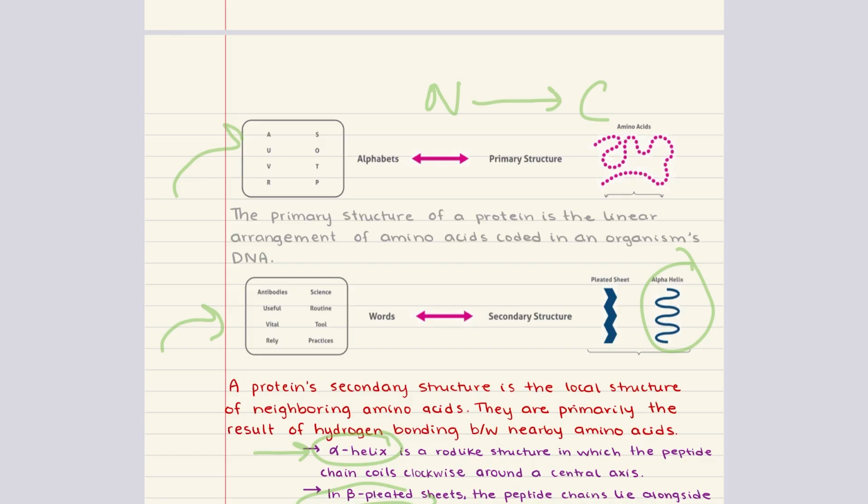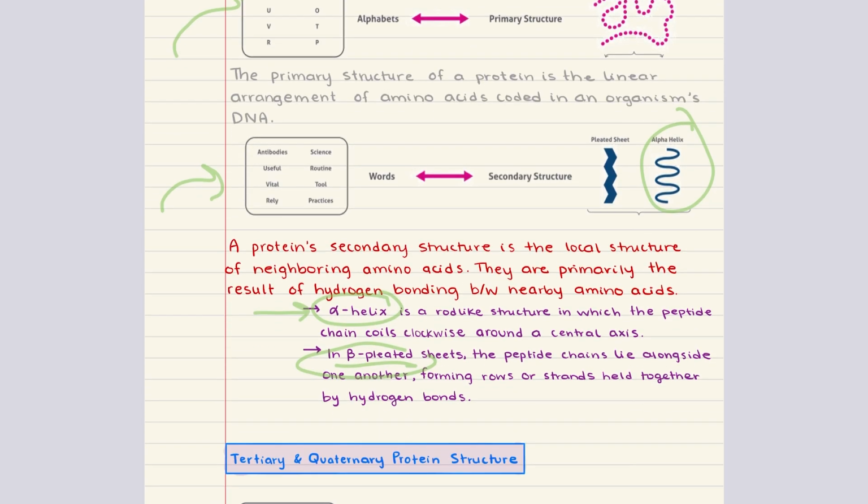The second is the beta pleated sheet. In this structure, strands of the polypeptide chain lie next to each other, either in the same direction or in opposite directions. Hydrogen bonds form between the strands, giving the sheet a flat, extended appearance. And these can be parallel or anti-parallel depending on the orientation of the strands.